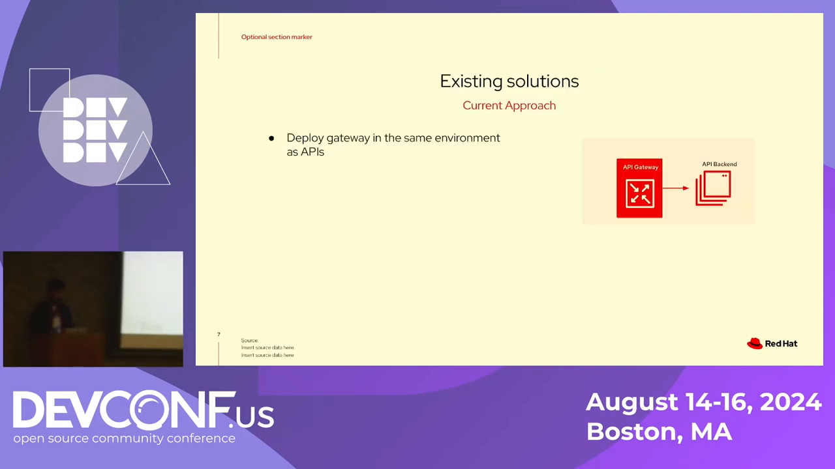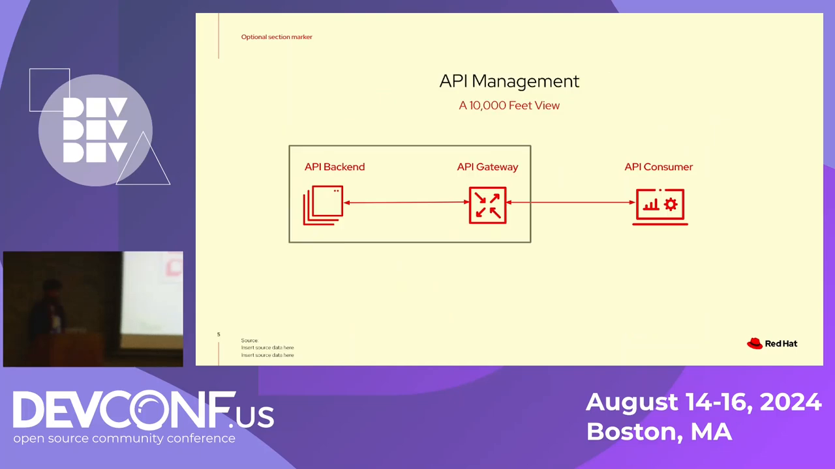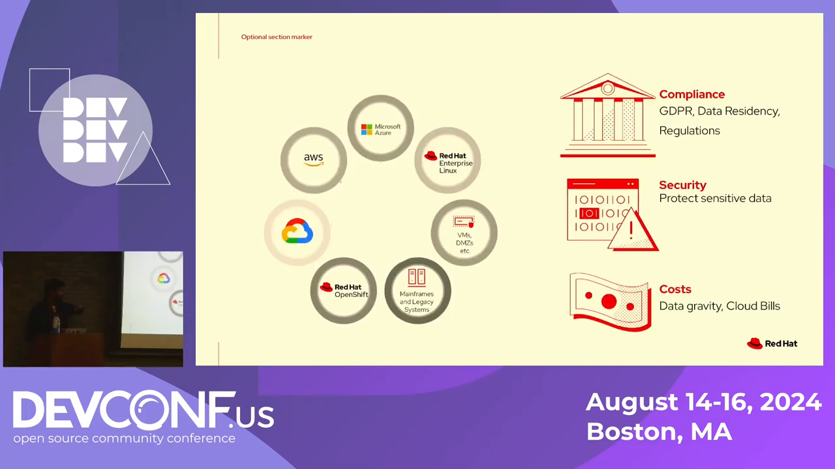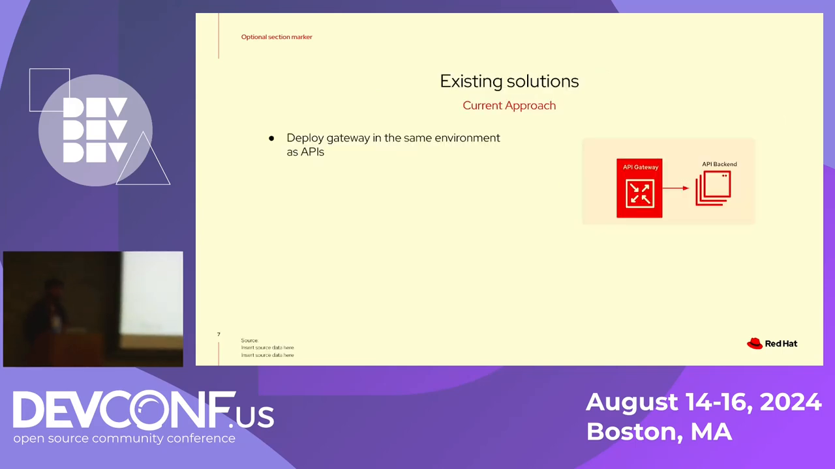So with that said, we've seen this simplistic image, where the API gateway can access your API backend. But when your APIs are dispersed across these environments, how does your API gateway really know where these APIs are, and how can it manage your APIs and control access to these APIs for the external API consumers?